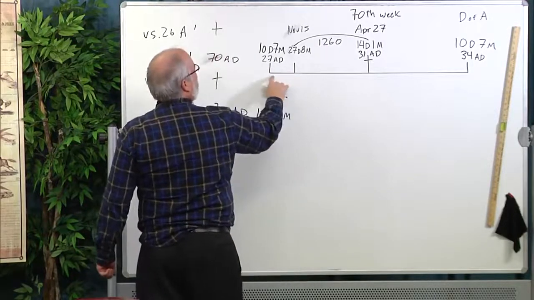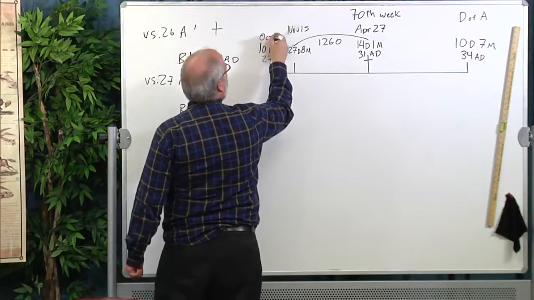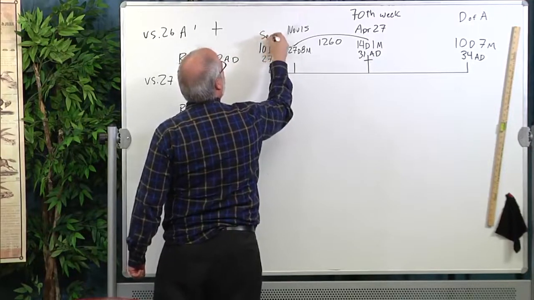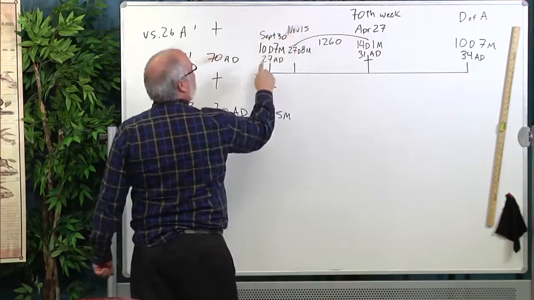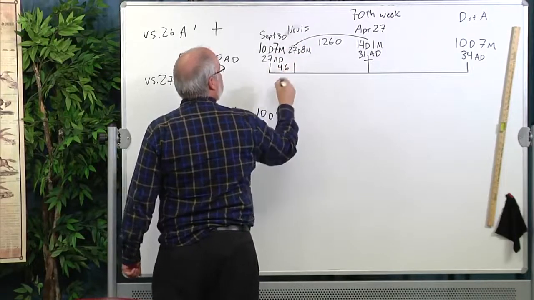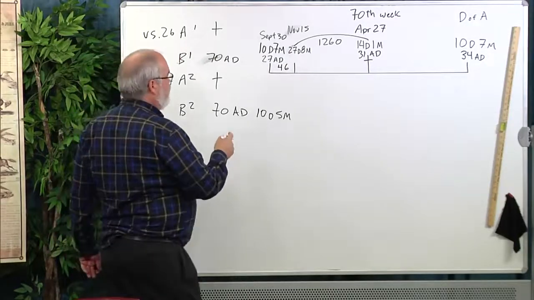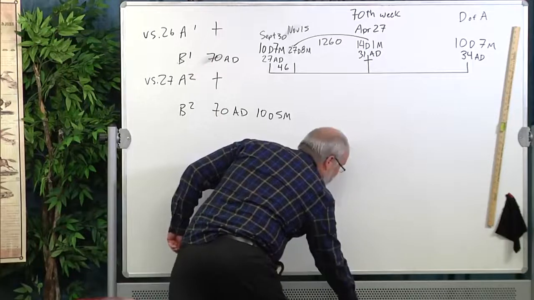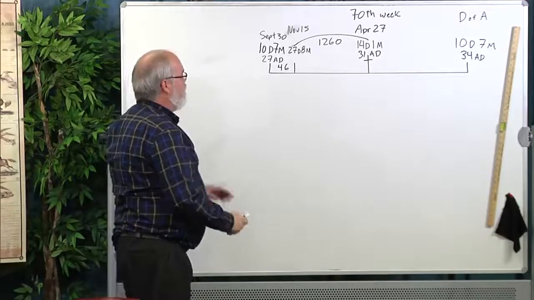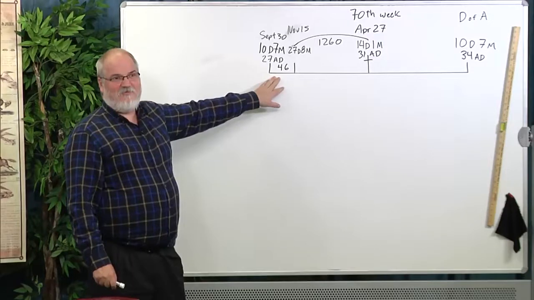But then I count the number of days from September 30th. So this is September 30th, and if you count from September 30th to November 15th, you'll find out this is 46 days. So we notice something here, and I'm going to erase this. I'm going to need this space. So what do we notice? We got 1260, and then we have 46 days. So what does this look like?